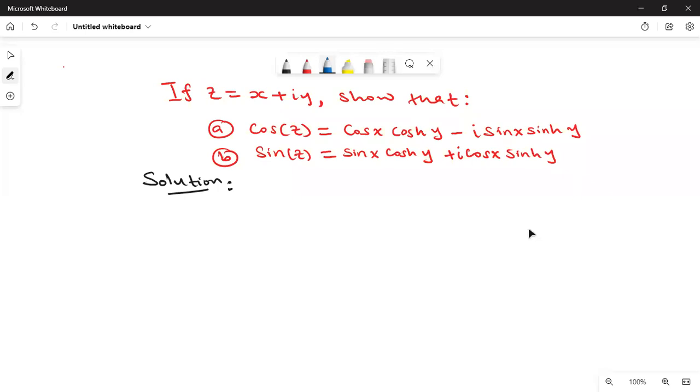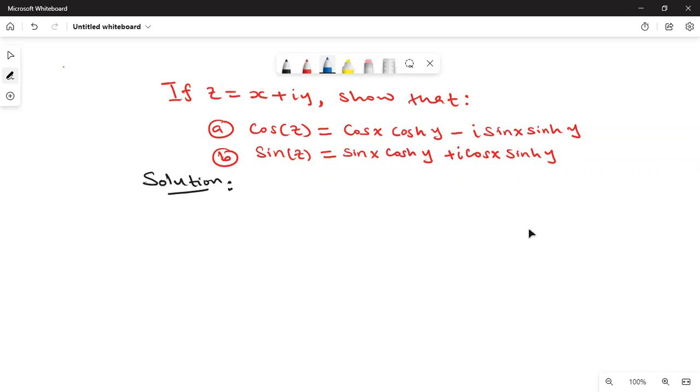Today I want us to verify these two identities. We are given that z is equal to x plus iota y, and you are asked to show that in part A, cosine of z is equal to cosine of x times hyperbolic cosine of y minus iota times sine of x times hyperbolic sine of y.